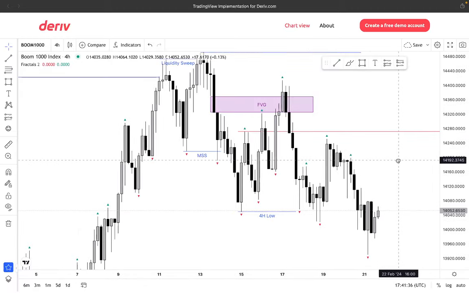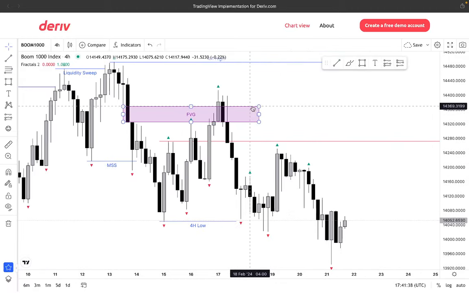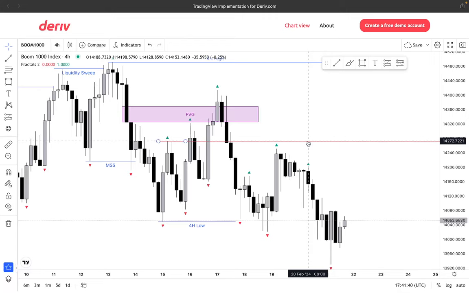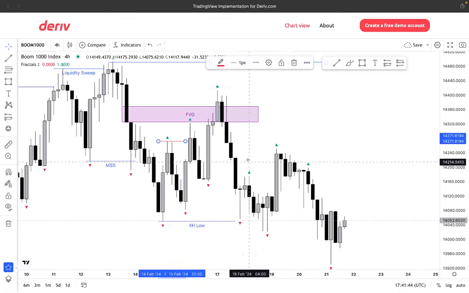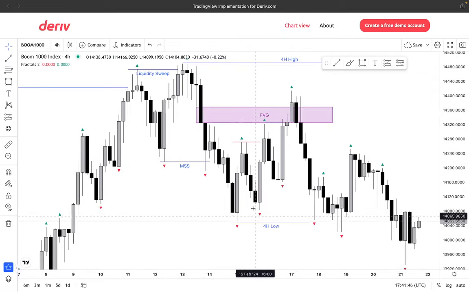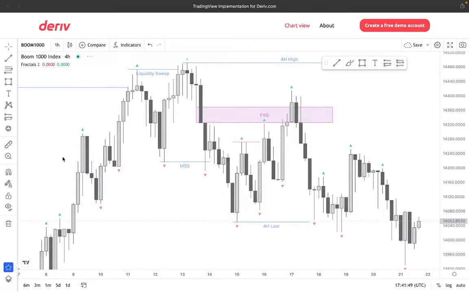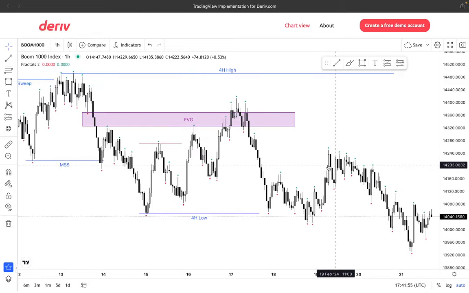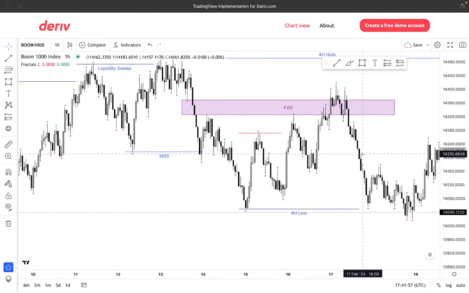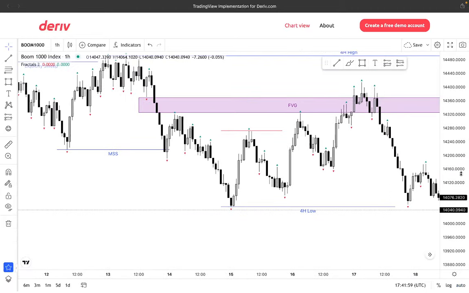Fractal high was created there. So let's quickly zoom in. I just want to change the settings here. There we go. Okay, so that's the high and the low. Let's go to the 1 hour. Now you can see everything a little bit more clear.